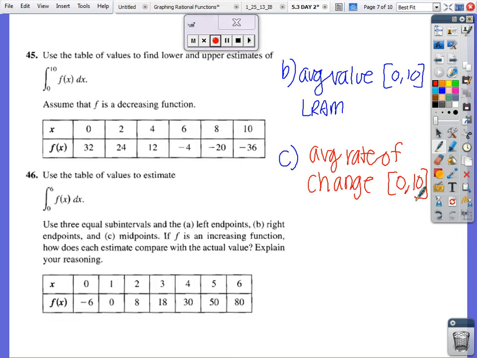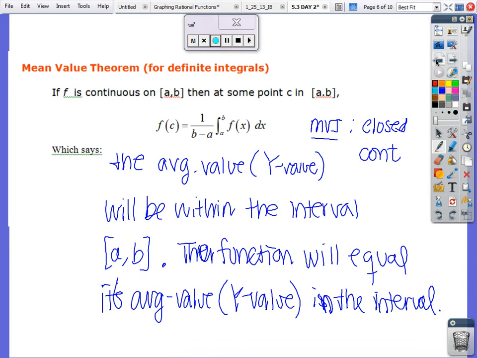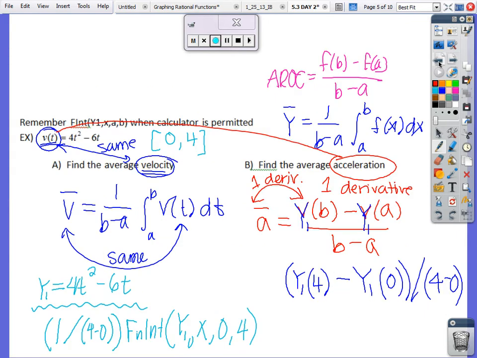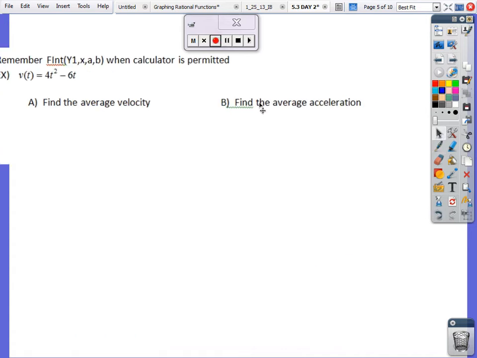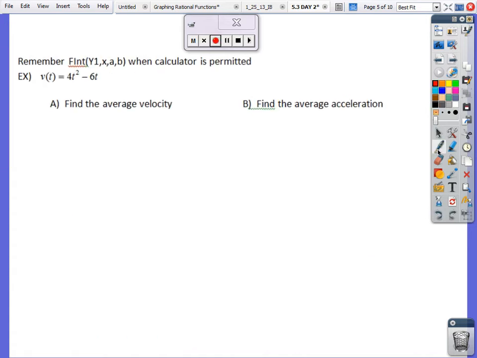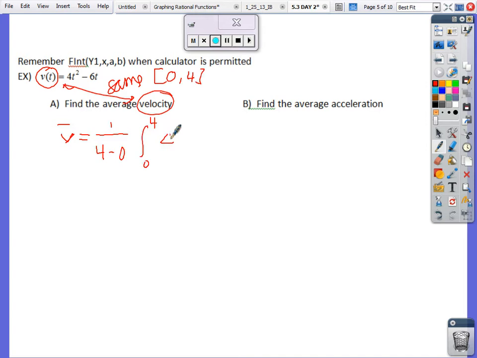All right, so one thing I'm going to do is actually go back, because I noticed I do have a little bit of time, I think, and go back to the problem I did with the calculator. I'm actually going to do the same exact problem by hand, just so you see that one more time. So average velocity, because this function and this function are the same, we're going to use this formula here, and we said we were doing this from 0 to 4. So 1 over 4 minus 0, integral from 0 to 4 of 4t squared minus 6t dt.